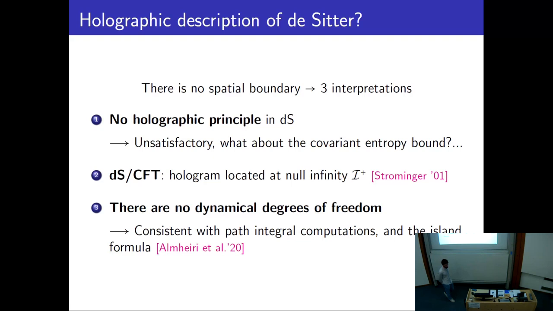We want to talk about holography in de Sitter space. The main difficulty that has already been discussed is related to the fact that de Sitter does not have a time-like boundary. We can give, I think, at least three interpretations to this. The first one, the most pessimistic, is just to give up on holography in de Sitter space. There is no boundary, so just no holography. This is a bit unsatisfactory for many reasons, but one of them is that there are some properties of semi-classical gravity that are very general, supposed to be valid also in de Sitter space, and closely related to holography, such as the covariant entropy bound, for example.